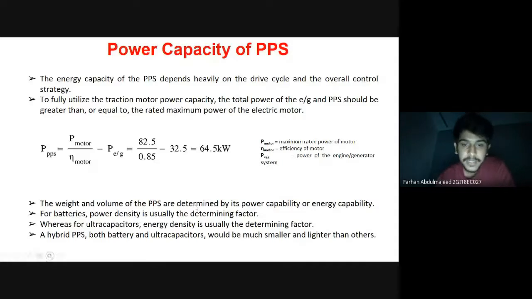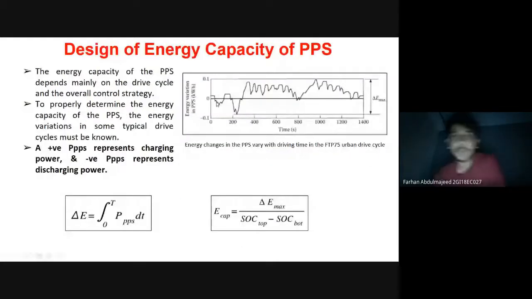Now some points here we have considered. An important point while considering a PPS is that the weight and the volume are determined by its power capability, and also in recent hybrid vehicles, both battery and ultracapacitor would be a much smaller and lighter option for a PPS than others. Then these parameters of the formula are explained: P motor is the maximum rated power of the motor, N motor is the efficiency of the motor, and the power of the engine or generator system is PEG. That's it.